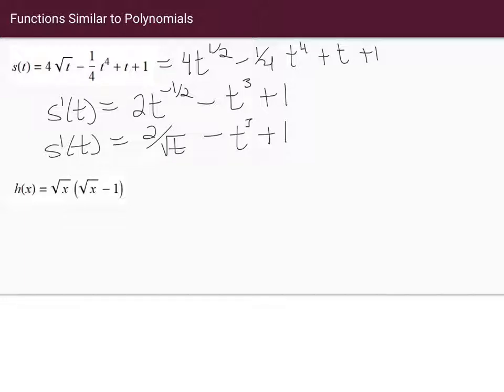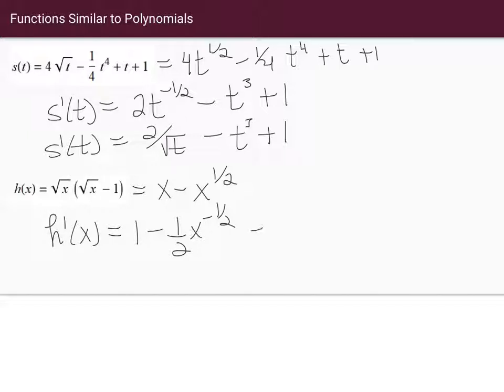Either one is okay. For the second problem, h of x equals the root of x times the root of x minus 1, I'm going to go ahead and multiply this out. So that'll give me x minus x to the 1/2 power. And now I can take the derivative. So h prime of x equals 1 minus 1/2 x to the negative 1/2 power. And again, since we don't want to leave a negative in the exponent, I'm going to rewrite this as 1 subtract 1 over 2 times the square root of x.